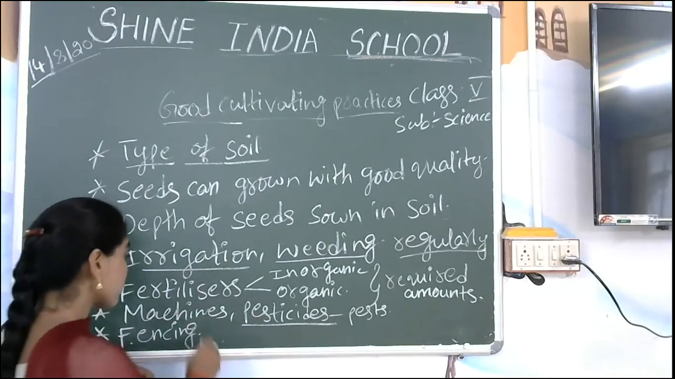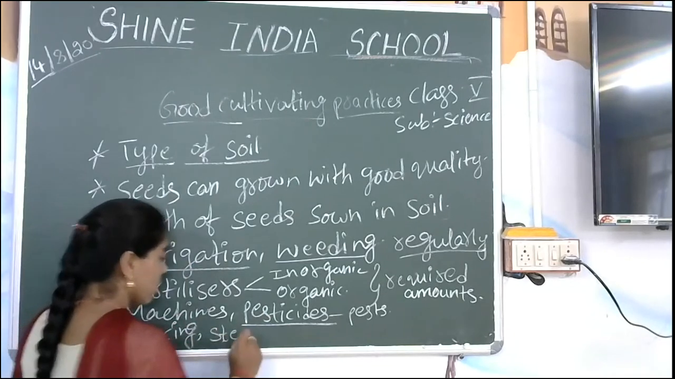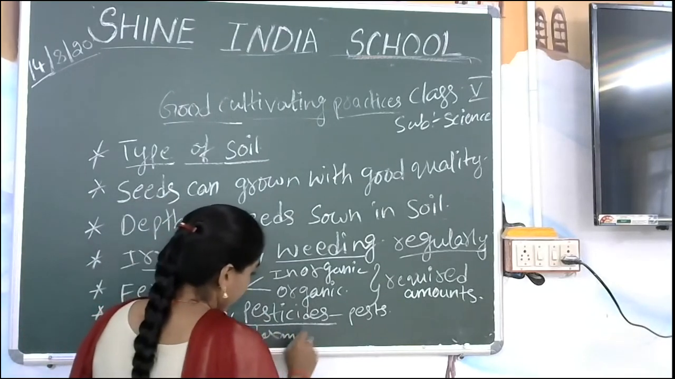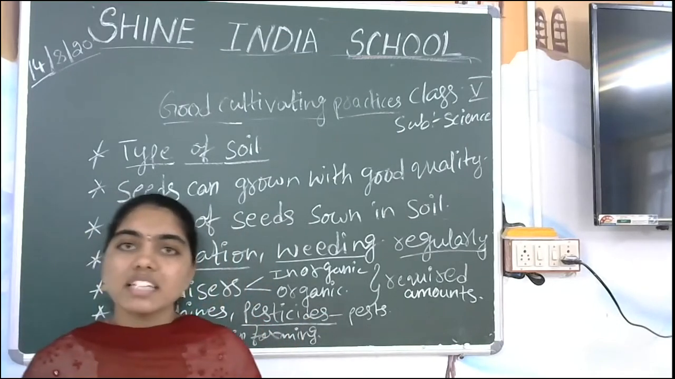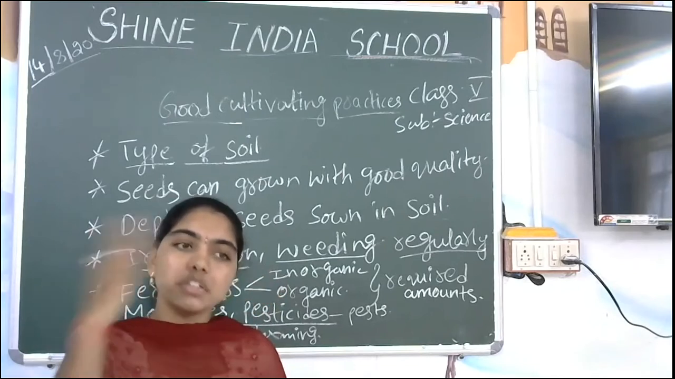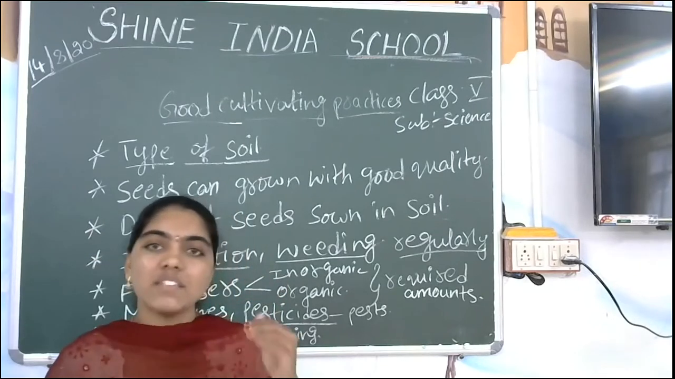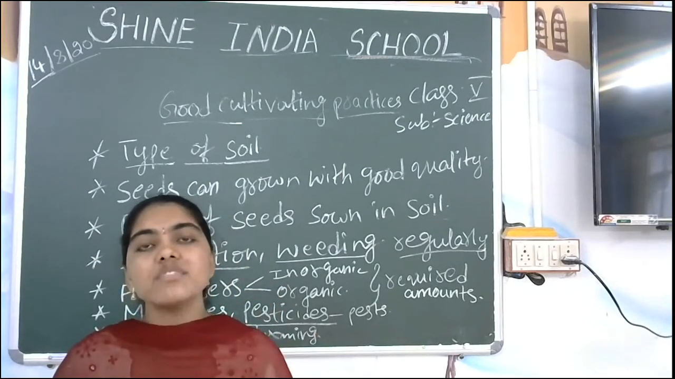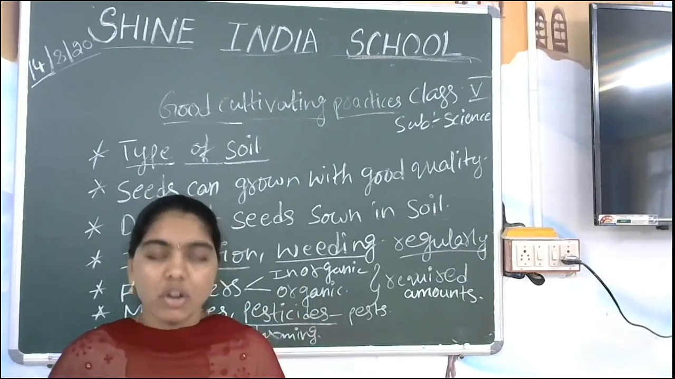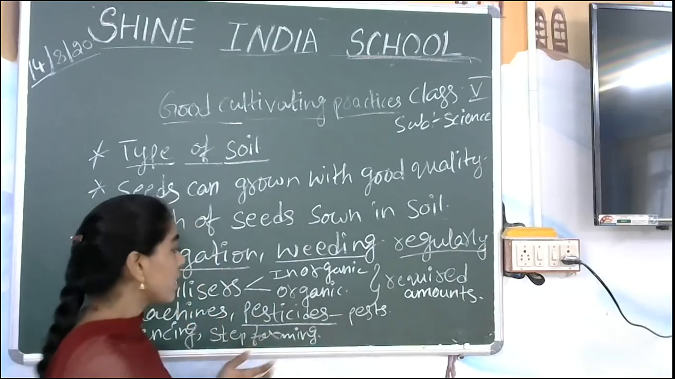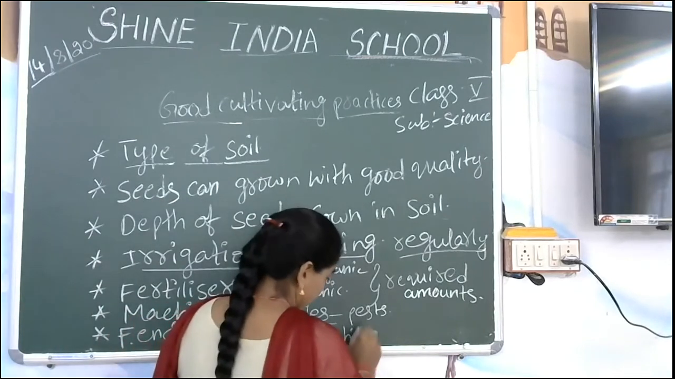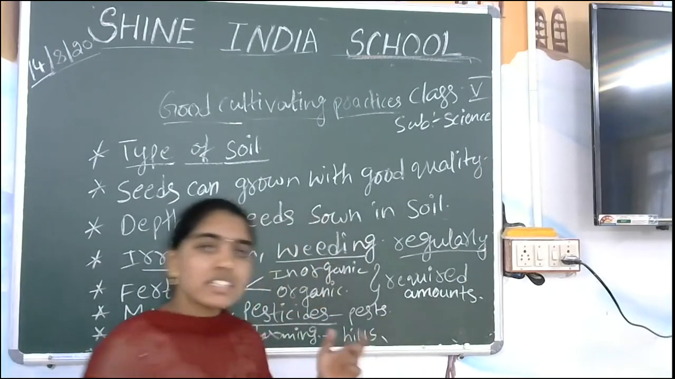Next one, step farming. What is step farming here? In the hilly areas, you can see the land is divided step by step. Just as we have steps on our road, the same way land is divided into steps. Why is this type of step farming used? Yes, step farming is mostly used in the hills. Why only in the hills am I telling?